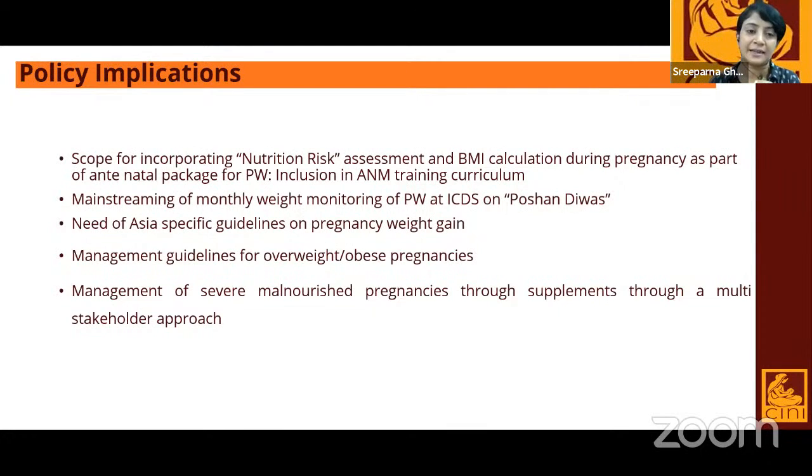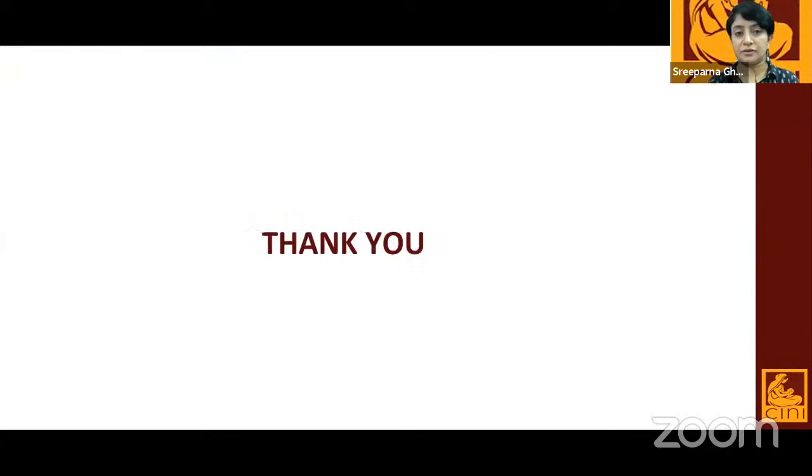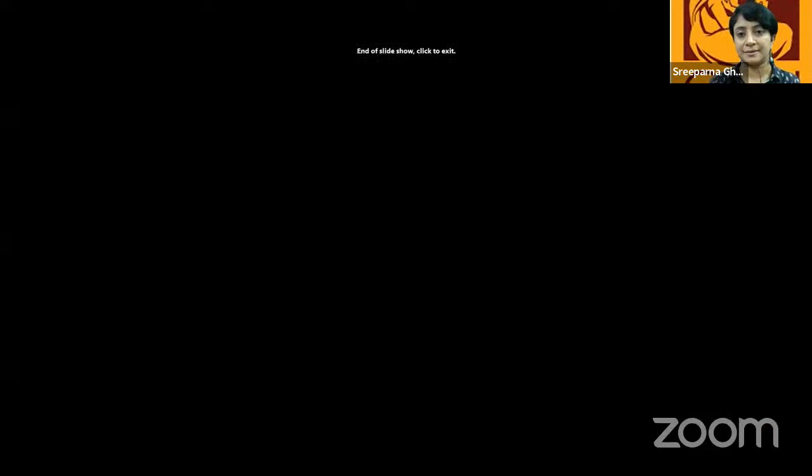So from the findings, I think we have quite a few policy recommendations. We are working with the government to incorporate BMI as part of pregnancy registration and include the same in ANM curriculums, mainstreaming of monthly weight monitoring, the need for Asia-specific guidelines in pregnancy weight gain, management guidelines for overweight and obese pregnancies, and finally, a multi-stakeholder approach in addressing severely malnourished pregnancies is something that is required in order to address this. So that's it from my side.